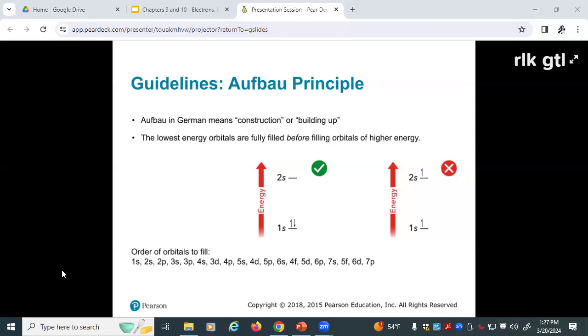Now, the orbital order is shown here. Don't worry about copying this down because I'm going to show you an easier way to do it using the periodic table. So don't worry about getting that long list written out. You're not going to use it anyway.